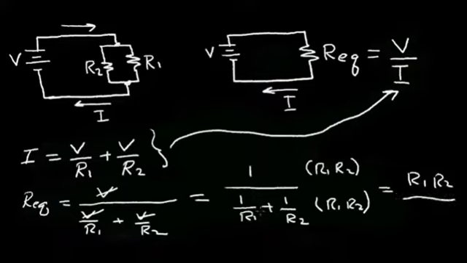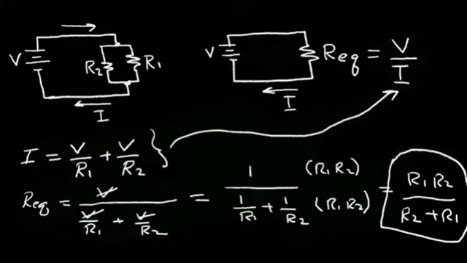divided by, and here, let's see, the R1 is going to cancel. We get R2 plus R1. So we find that the equivalent resistor is just the product of the two resistors divided by the sum of the resistors. So it's this expression right here. And so whenever you have resistors in parallel, the equivalent resistor is always smaller than any of the resistors in the parallel circuit.